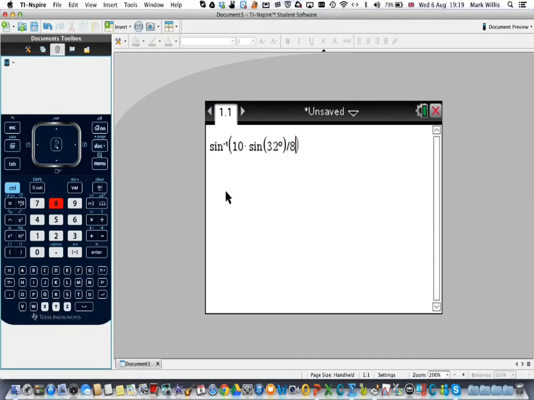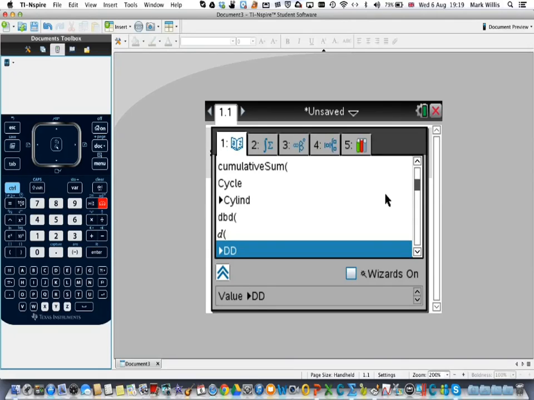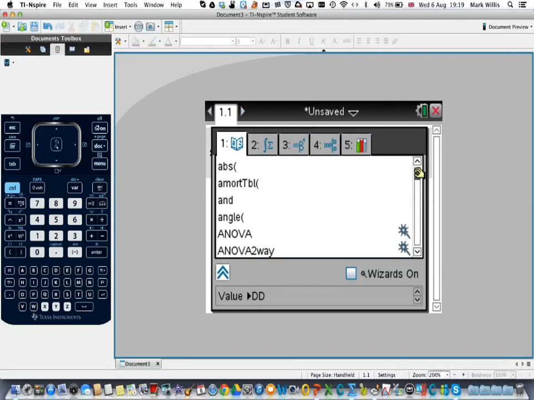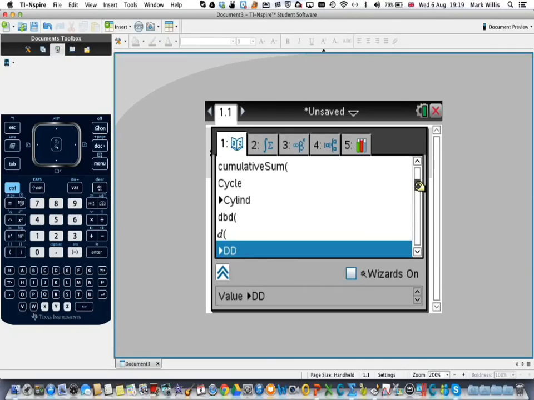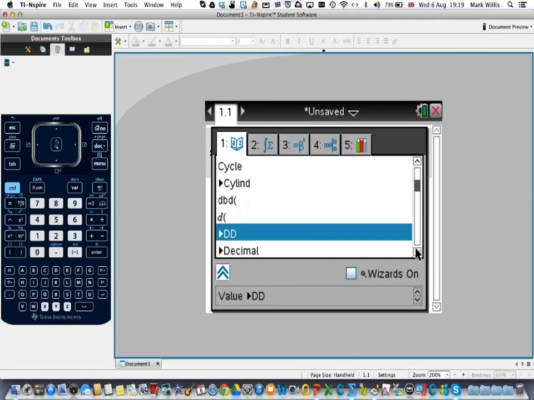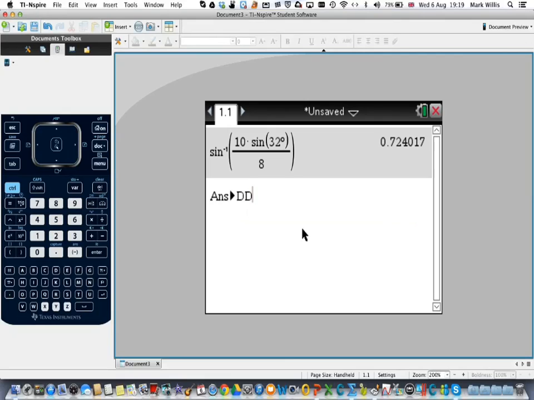Okay, so that will work out sine to the minus 1 of that, but unfortunately the answer here is in radian measure. Now the little trick is to do this. Go to catalogue, and when you go onto catalogue, it will be up here the first time you use it, so just move it down to this one. It says DDD, which is this one. Click it, and then it will go answer DD. What this does is take the answer in radians and change it to degrees. So we're going to get the answer 41.4831.